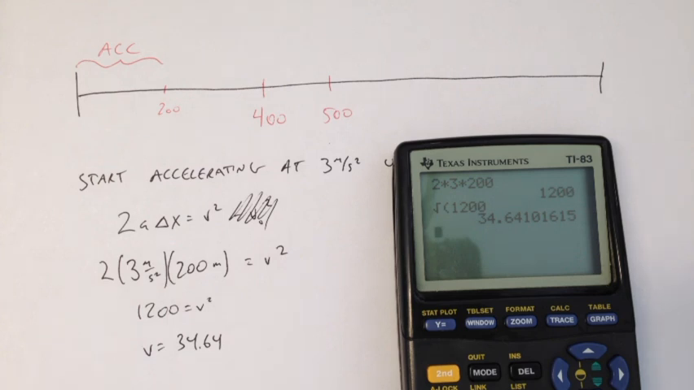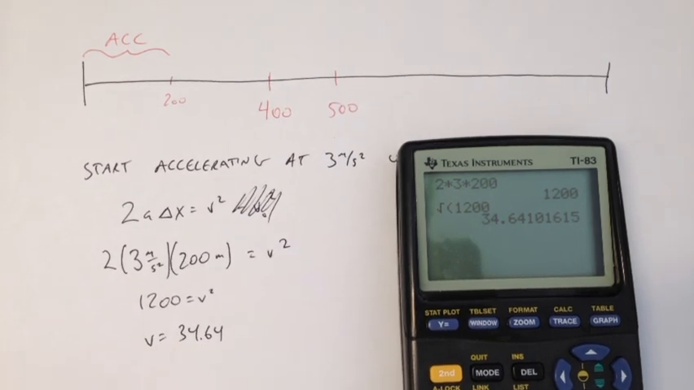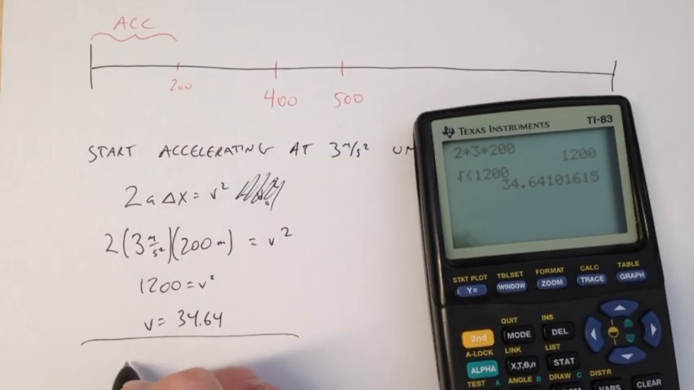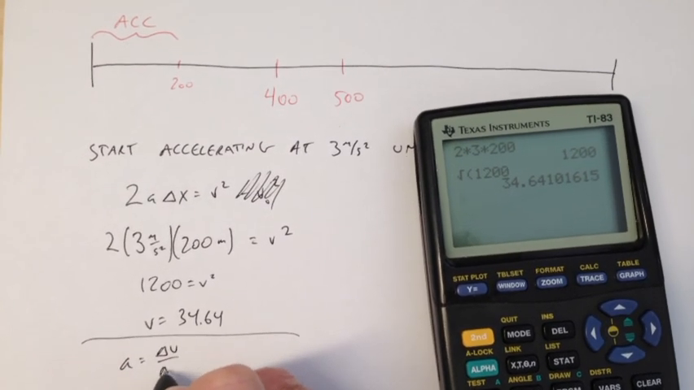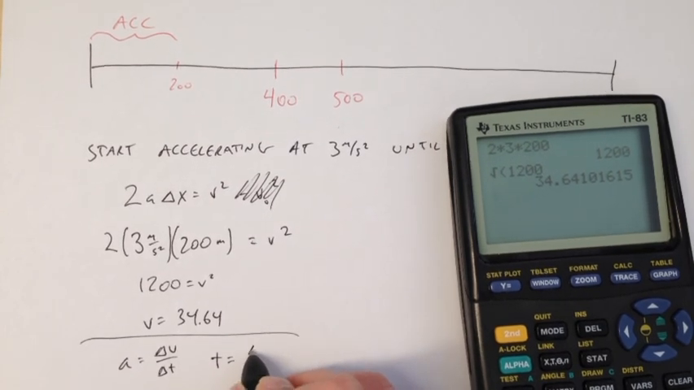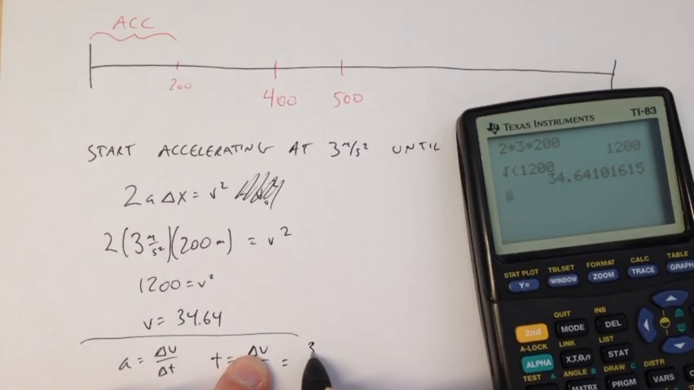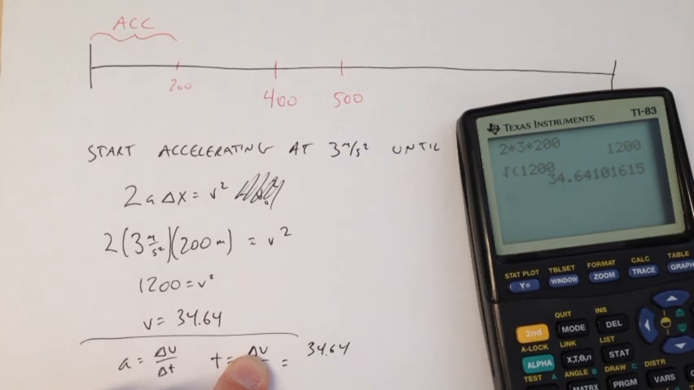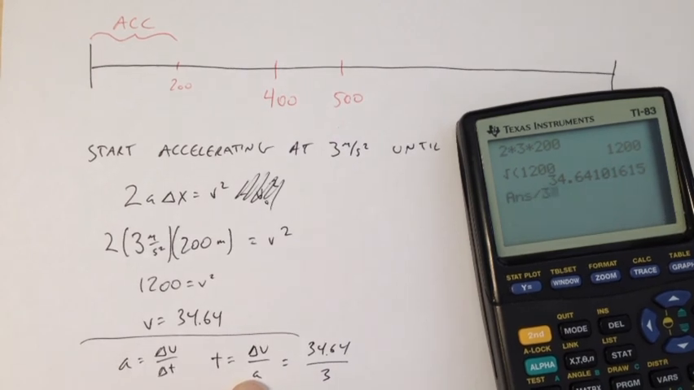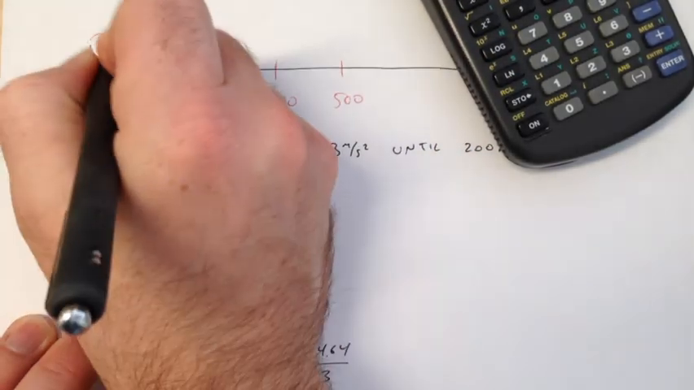How long did that take? How long did it take to accelerate to that velocity at 3 meters per second squared? Just real quick, I'm going to find that out. Acceleration equals delta v over delta t. I'm looking for a delta t, so that means I could just rearrange that. t equals delta v over a. How long did it take to accelerate to a velocity of 34.64 at an acceleration of 3? Just divide that by 3. Okay, it took 11.5 seconds.